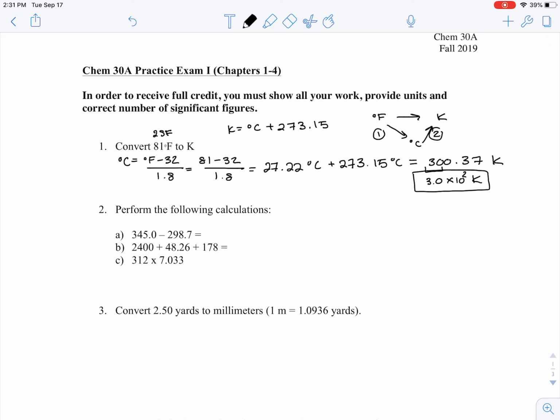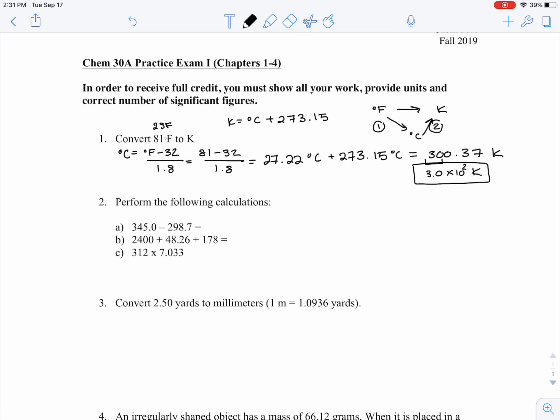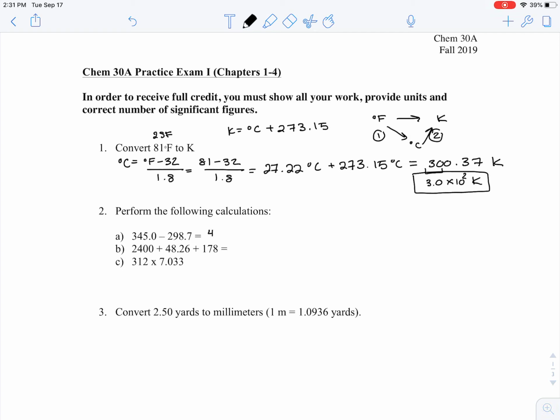Perform the following calculations. So you see, 345 minus 298.7. The first thing to do before worrying about rounding or writing significant figures is to subtract 345 minus 298.7. That gives you 46.3. Now you check significant figures. You are adding or subtracting, so digits after the decimal is what you're looking at. Lowest amount. So here I have 1 and here I have 1, so 46.3 is my answer.